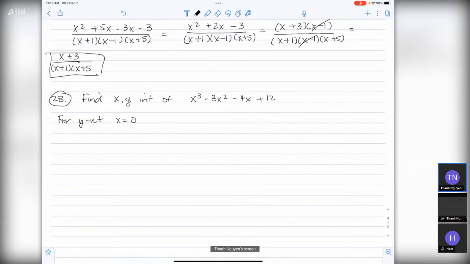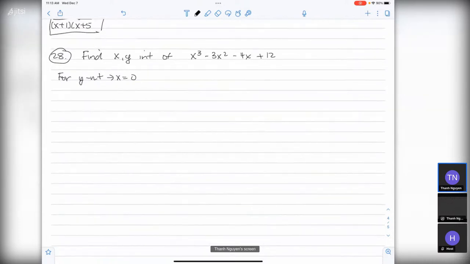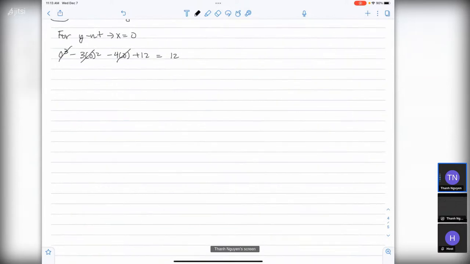X is equal to 0, right? So just plug in x equals 0. If you plug in x equals 0, you have 0 cubed minus 3 times 0 squared minus 4 times 0 plus 12. Well, this cancels, this cancels, this cancels. This becomes 12, right? So the y-intercept is 0, 12, okay? For the x-intercept, it's a little bit more complicated, or I should say f of x is equal to 0, right?